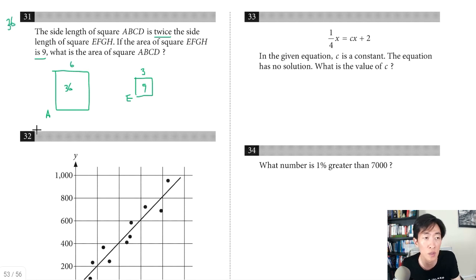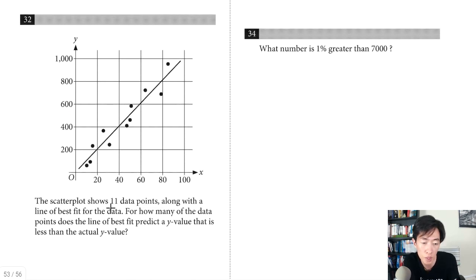And that's the answer. Question 32, the scatter plot shows 11 data points along with a line of best fit for the data. For how many of the data points does the line of best fit predict a y value that is less than the actual y value? So this is basically saying how many of the data points are more than the predicted, or above the line. So all we have to do is look at it and count. So we have 1, 2, 3, 4, 5, and that's going to be the answer.